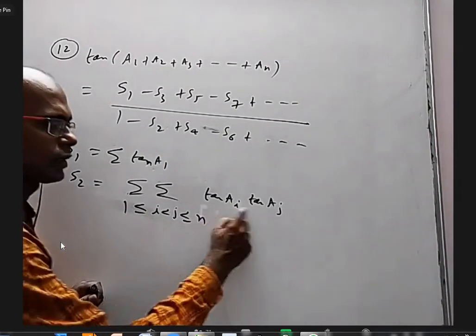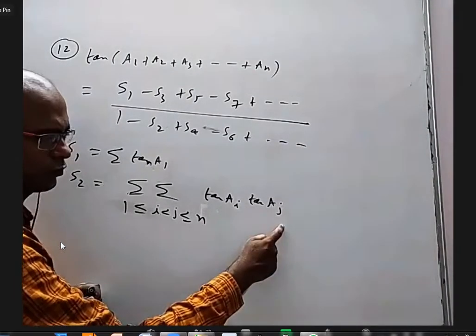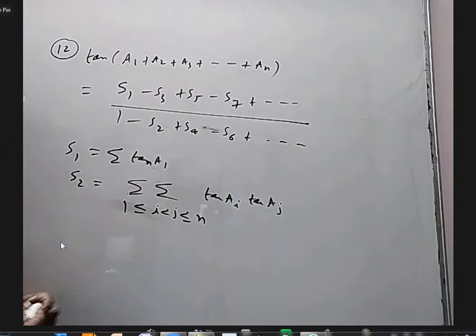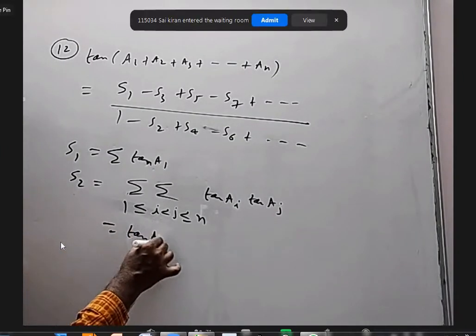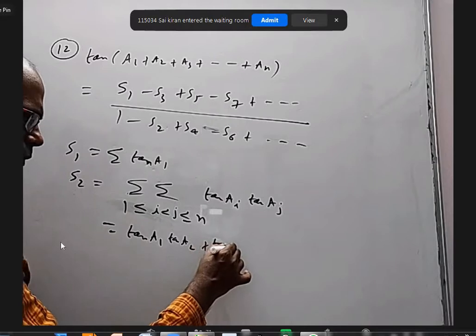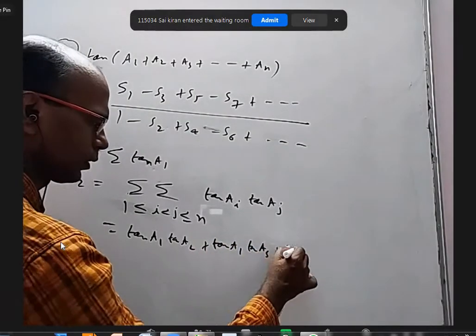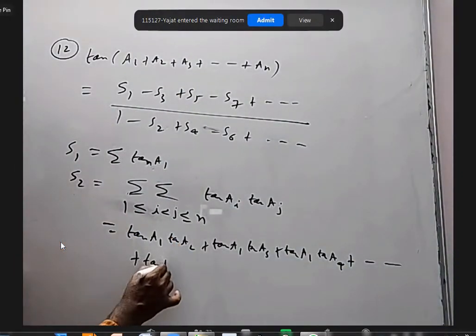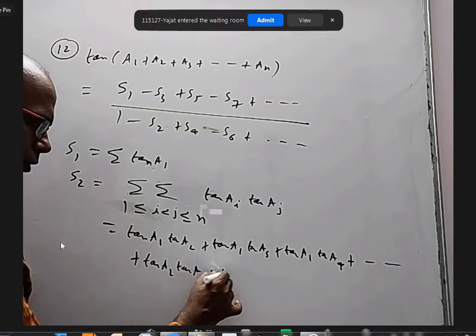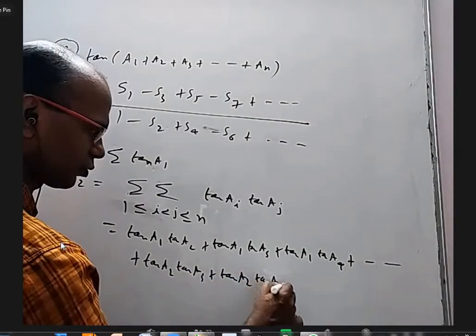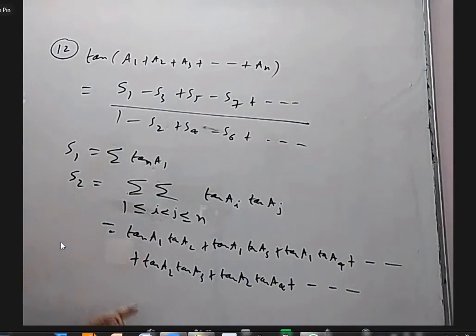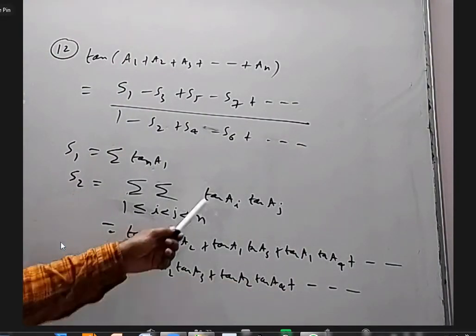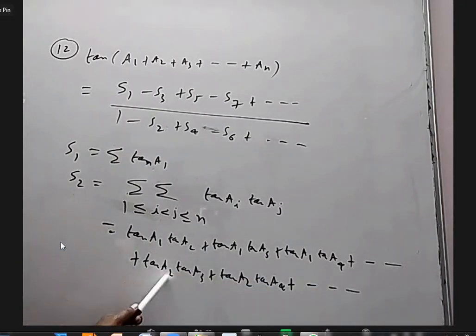So I can take 1 here, 2 here; 1 here, 3 here; 1 here, 4 here; 2 here, 3 here; 2 here, 4 here, all that. So this includes tan A1 tan A2 plus tan A1 tan A3 plus tan A1 tan A4 and so on. Not just that, I can even have tan A2 tan A3, tan A2 tan A4 and so on, tan A3 tan A4 and so on. Basically when I is 1, j can be 2, 3, 4 and so on. When I is 2, j can be 3, 4, 5. When I is 3, j can be 4, 5 and so on. That's what this means.